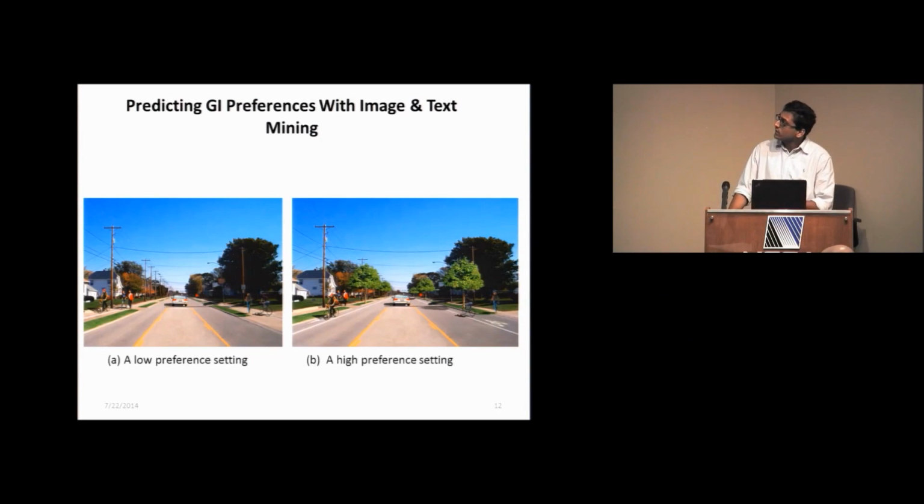So, in this slide, you see that there are two figures. On your left, you see an image with low preference. On your right, you see an image with high preference. The difference is there are more trees in the high preference setting. So the theory suggests that adding more trees, there's a limit that you can add trees, which would be preferred by people living in that neighborhood.